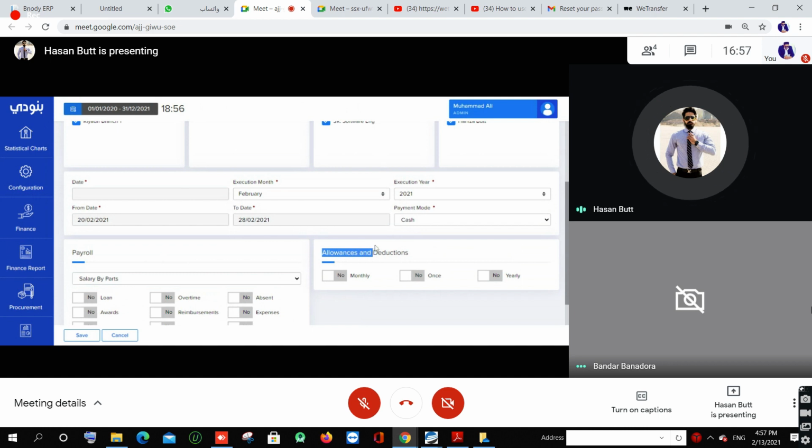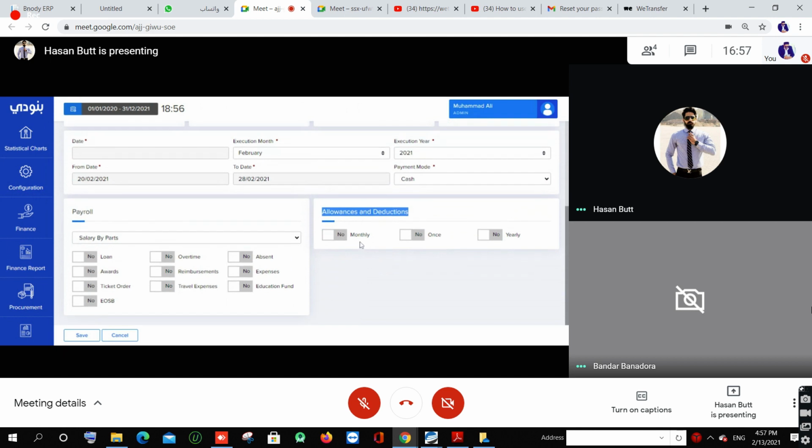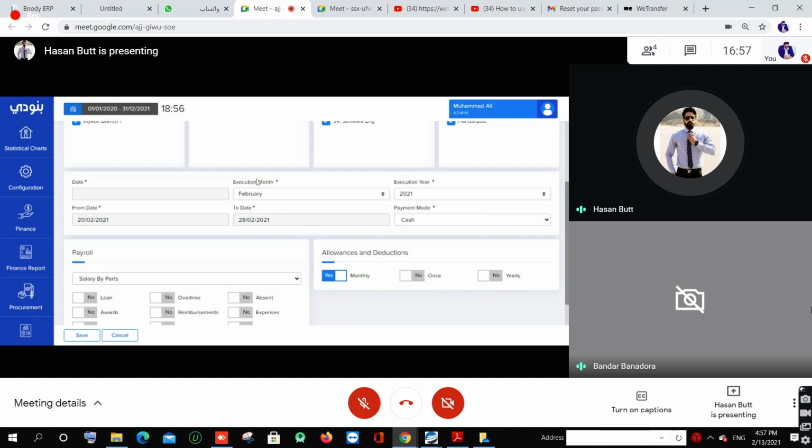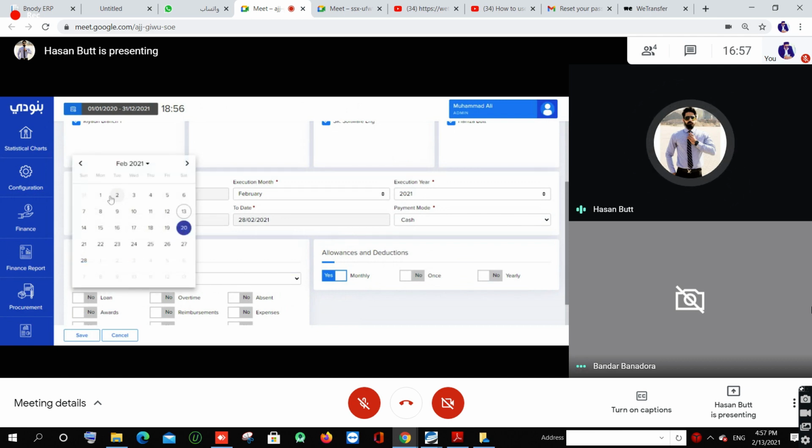Also, we have the allowances and deductions. After this salary generation, the payroll generation, I will tell you the last option, which is the allowances and deductions only. So this is the monthly allowances and deductions as well, and it means that allowances and deductions are applied to their monthly salary, or once, or yearly. So we are just going to make it monthly because we are giving them the monthly salary. We are going to create it as a monthly one only.